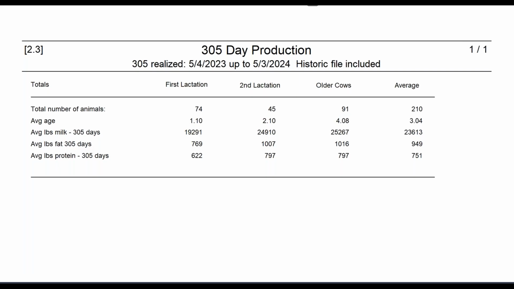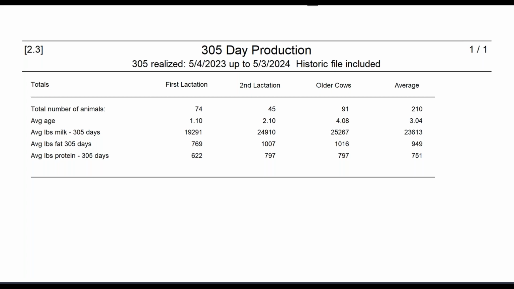The next thing that we'll jump into for this farm is the 305-day production. So we're starting to talk about why is milk production down, and then we can take an overview: where is it down? This is looking at first lactation, second lactation, and older cows. And it just gives you that quick summary.